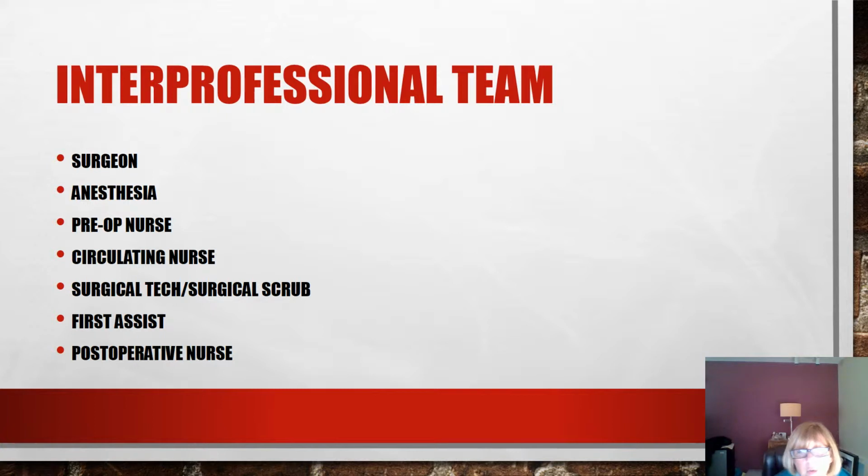The circulating nurse is the person that works in the OR and is the primary documenter and overseer of a lot of the care that goes on with the patient in the OR. You have the surgical tech or the surgical scrub, and this person is someone who handles all of the sterile parts of the surgery itself. They pass instruments to the physician. They help with any of the techniques that need to be done. They help collect specimens, those kinds of things.